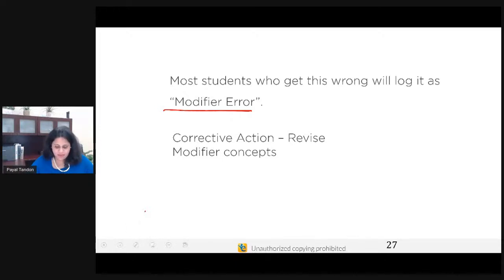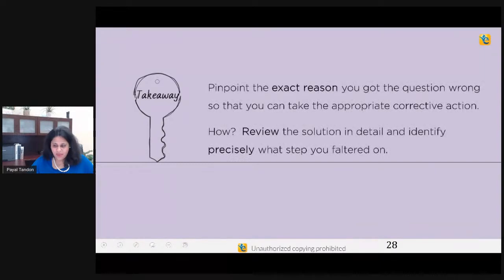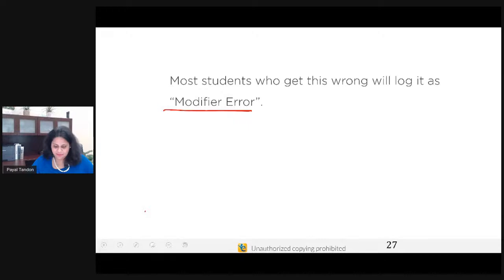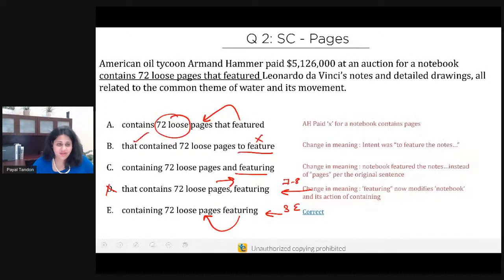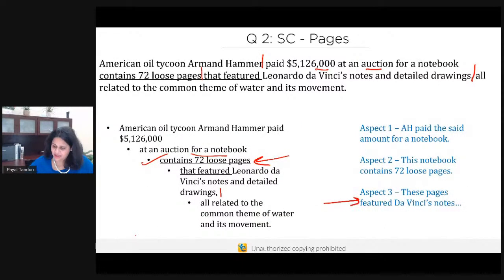Okay, so that corrective action is not going to help, because really speaking, why the student got this question wrong was because, let's go back to the question here, the student did not really understand all the aspects. Let's go back to this. Had you understood aspect number 3, that these pages featured Da Vinci's notes, you would not have made the mistake of selecting choice D. Okay, so let me take some questions here.